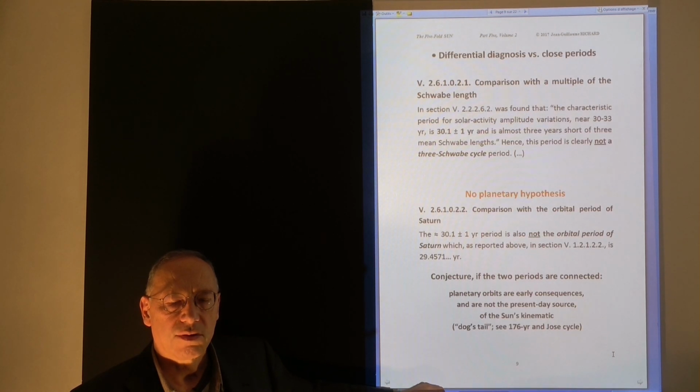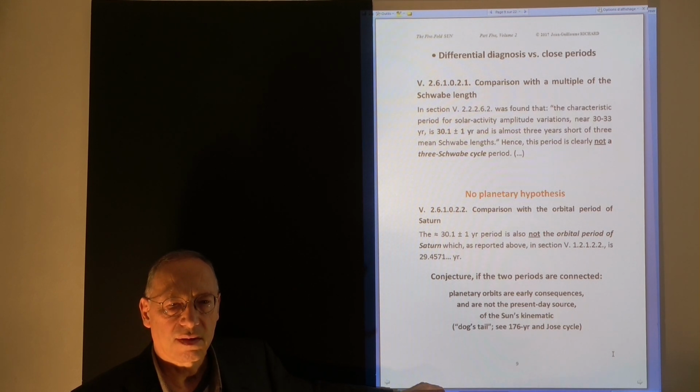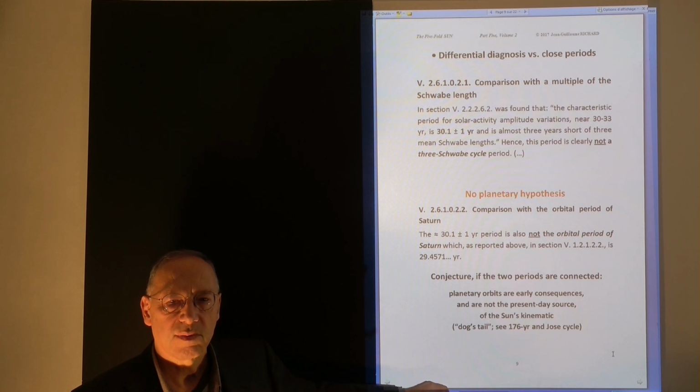Now we can also do a differential diagnosis of this length compared to other suggested close-by lengths. It is clearly not a 3-Schwabe cycle. It is also not the orbital period of Saturn, 29.4 years, which is different. However, this hypothesis is mentioned here because a few authors, especially Scafetta, propose that there is a cycle of about 60 years, which would be double the Saturn period.